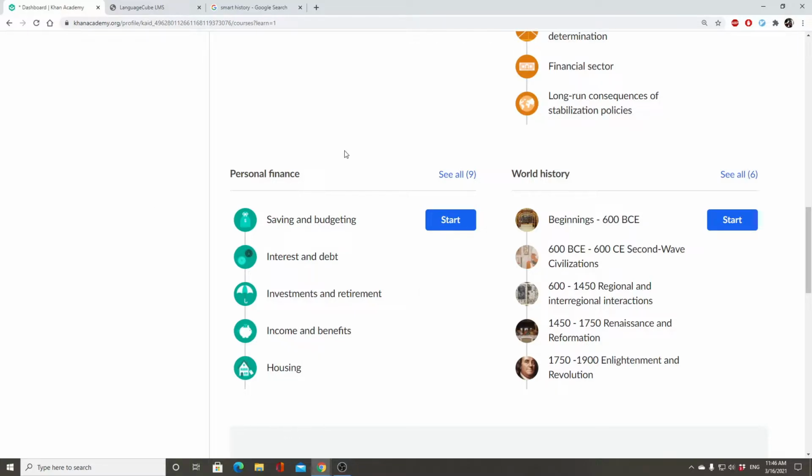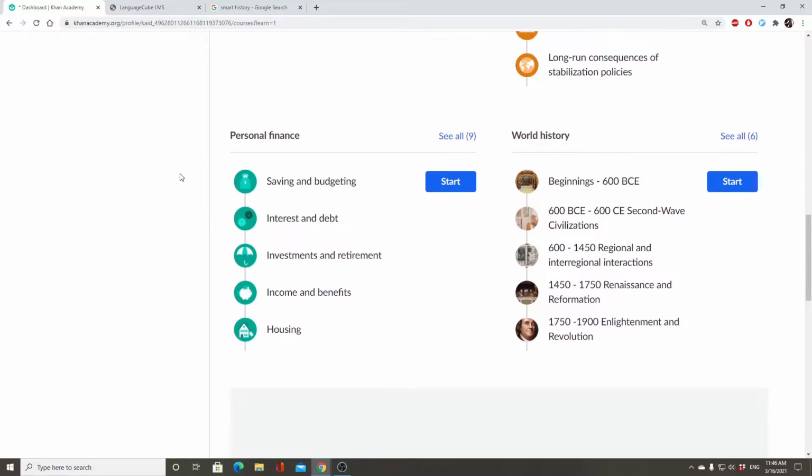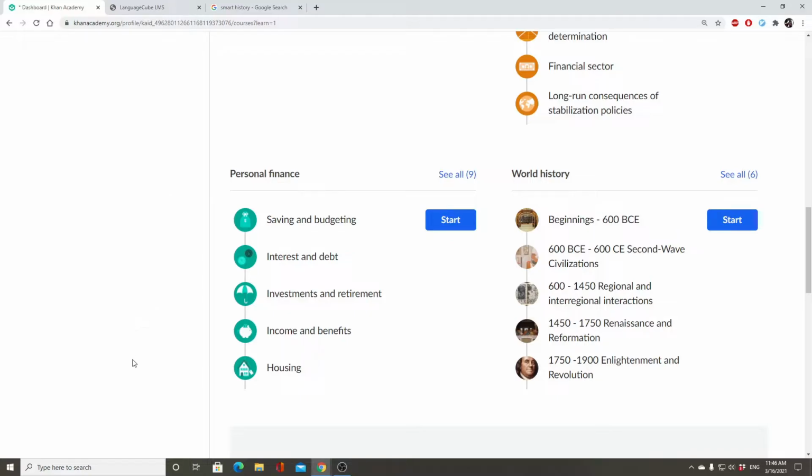Got personal finance. I haven't even started this course yet. I just put this here as something to do later. Most people know a thing or two about personal finance, especially at my age. I'm 34 at the moment. I know some things, but I figured you could always learn more, right? So that's good. And we got world history.